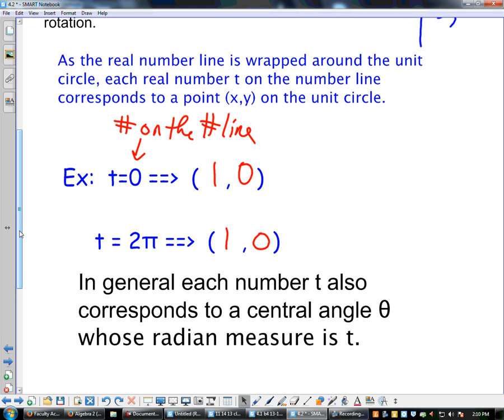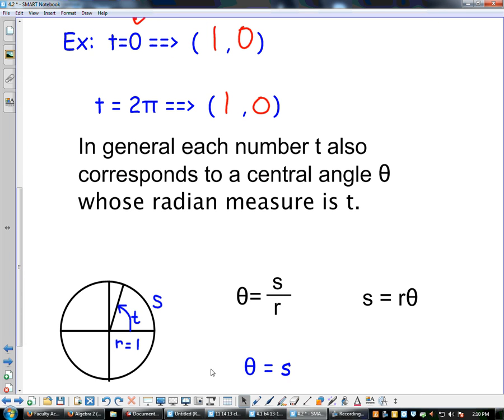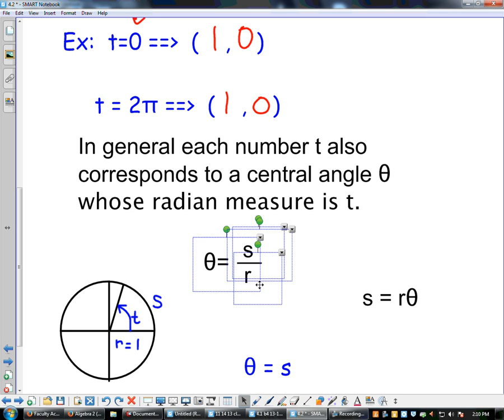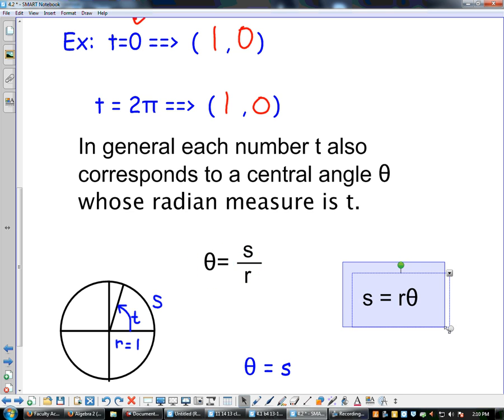So we can talk about t, let's talk about 2 pi units up the number line and wrapping it around, and it's still going to be touching down at 1, 0, and that angle is also 2 pi units, 2 pi radians. All right, so we have our formula, theta equals s over r, that you're already familiar with, which we can write as s equals r theta.